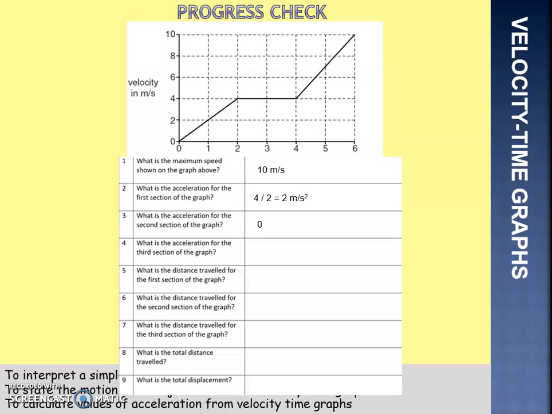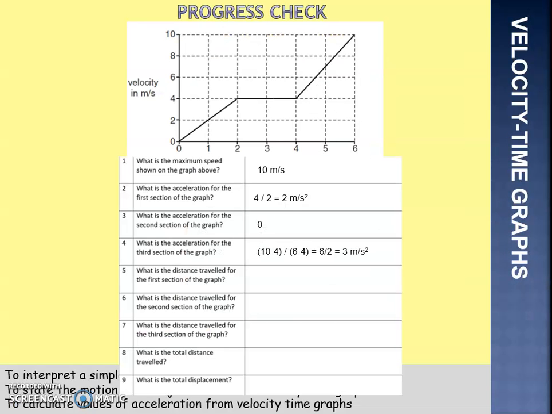What's the acceleration for the third section? We need to look at the graph and take our figures carefully. So it starts at 4 meters per second and ends at 10. 10 take away 4 gives us 6. So the change in velocity is 6 meters per second. The time taken, it goes from 4 to 6. That's 2 seconds overall. So we would want 6 divided by 2, giving us 3 meters per second squared.